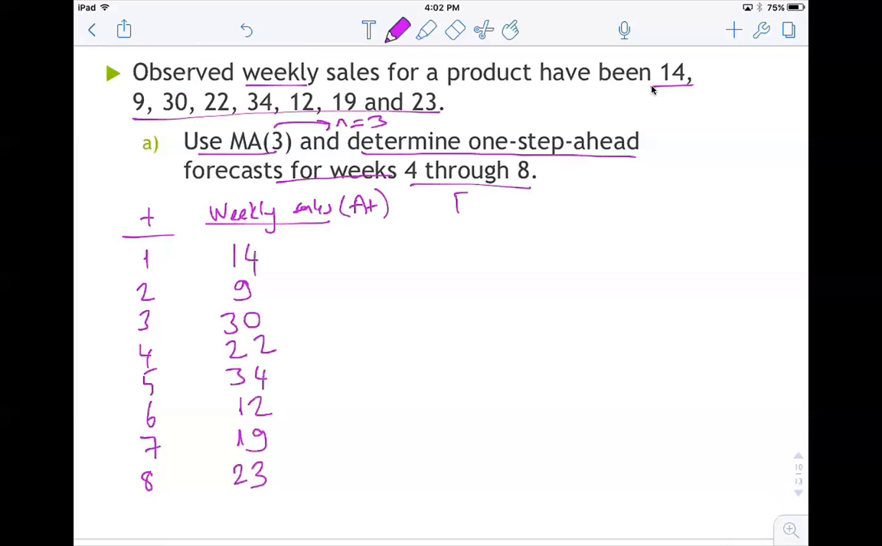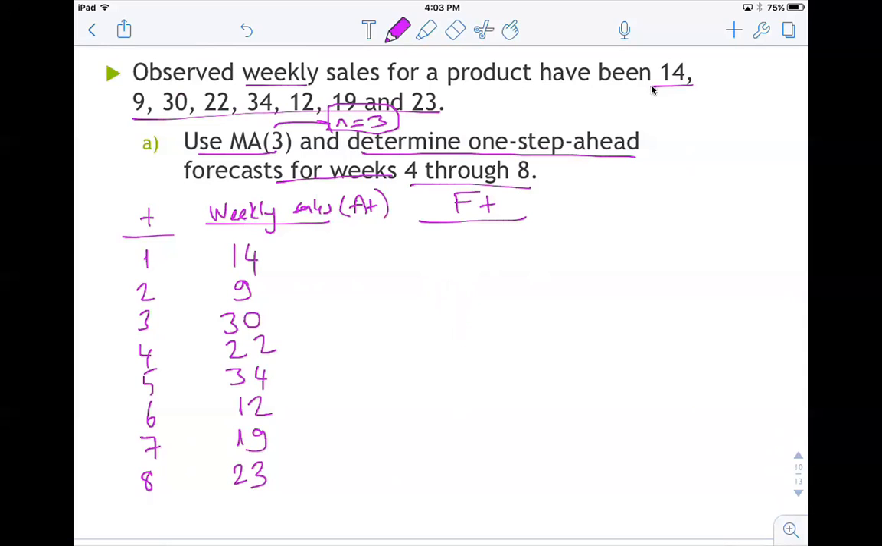All right, so I will just include my F_T, my forecasts here, right? When T is 1, it's basically trying to make a forecast for the first week, for the second week, for the third week, so on and so forth. Okay, that's what we're going to be doing. But the question is basically saying that by using the 3 most current observations, make a one step ahead forecast for weeks 4 through 8.